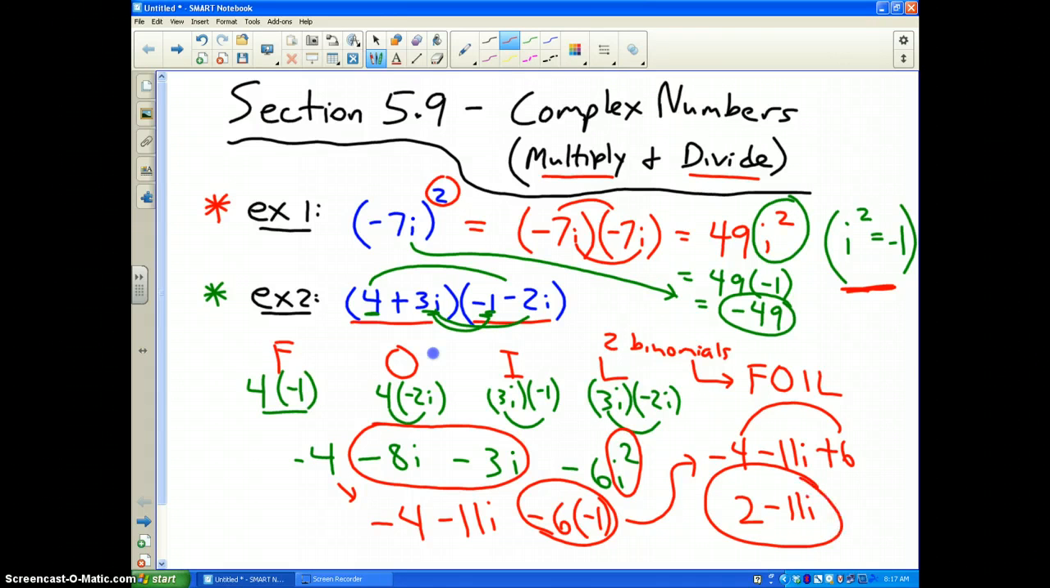And that is your final answer to this particular problem. Don't forget, i squared is negative 1. You need to replace that. That will usually happen when you multiply two complex numbers together. And we must write our final answer in complex number form. The real part, the 2, is first, and the imaginary part, the negative 11i, is second. And that's multiplication.